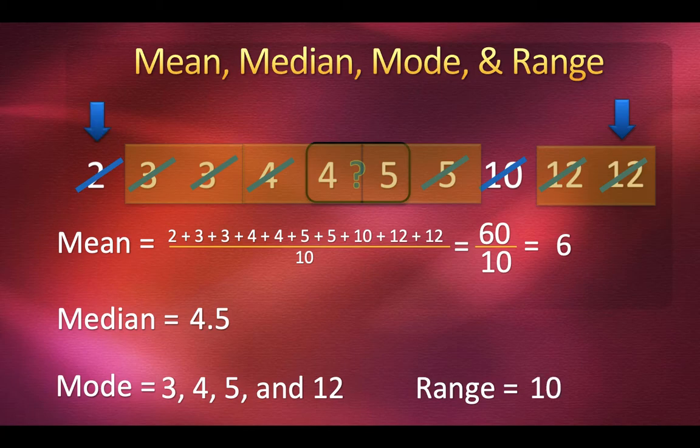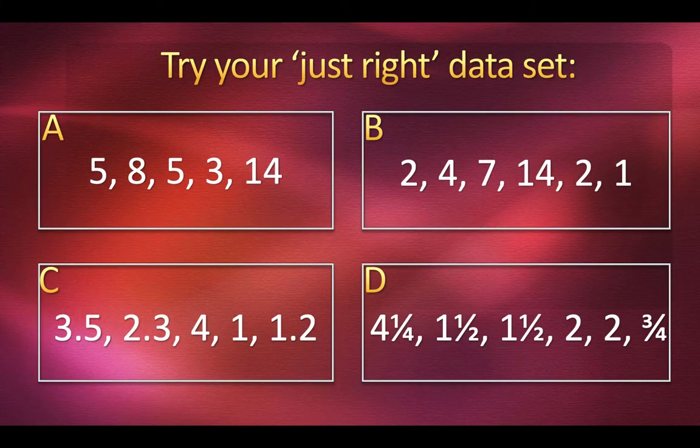Your final activity for today's class is to pick the just right data set and find the mean, median, mode, and range for just that one particular data set. So you're either choosing A, B, C, or D. Do that on your notebook page, and you can always load a picture of that to Seesaw for me to check for you. Thank you.